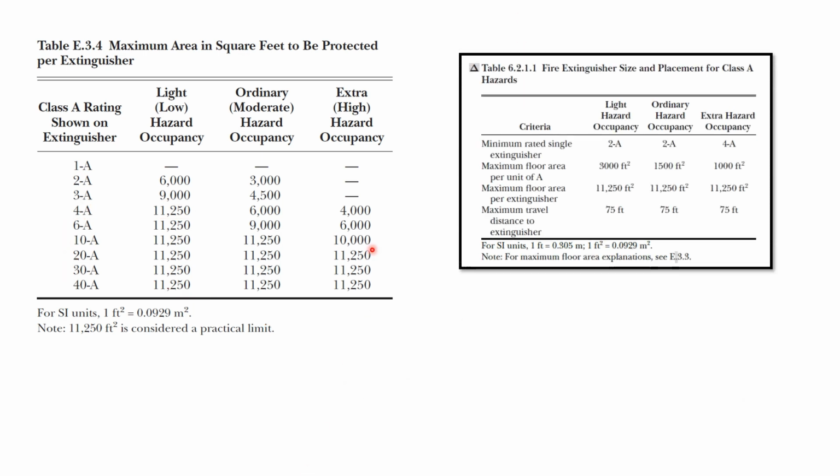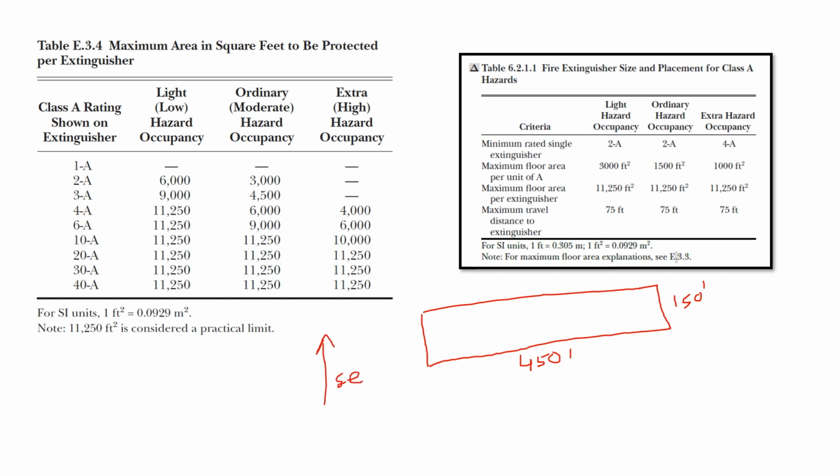Now you can look at this particular table. Now what I will do, I will again draw the building, but this time I am not going to calculate the way I calculated before. So basically now I am going to increase the number of extinguishers. So our area is 67,500. Now I am not going to consider 4A rated fire extinguishers. I am going to consider 2A rated fire extinguishers for light hazard. So the maximum area limitation is 6,000 square feet for a 2A rated extinguisher.